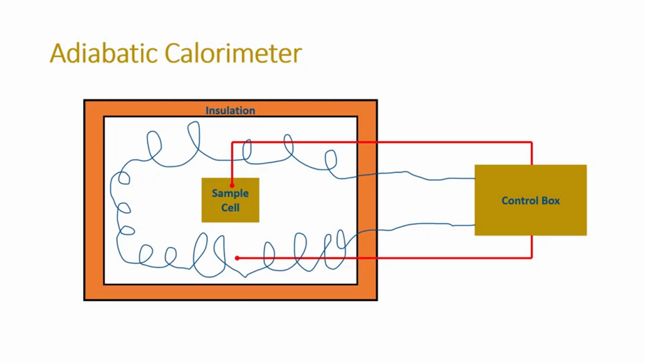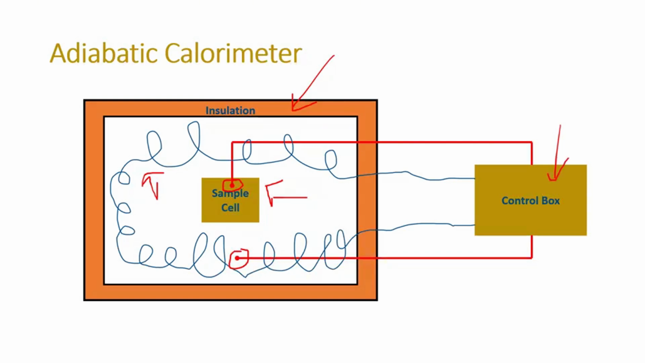The adiabatic calorimeter, as the name suggests, is configured to keep the external temperature the same as the reaction sample temperature. There are many types of calorimeters, and here we see a general picture of what a calorimeter is. We have an insulated container inside of which we have a reaction sample cell. There are two thermocouples, one that measures the temperature inside the sample cell and one that measures the external temperature, and we have a heating element that is connected along with the thermocouples to a control box.